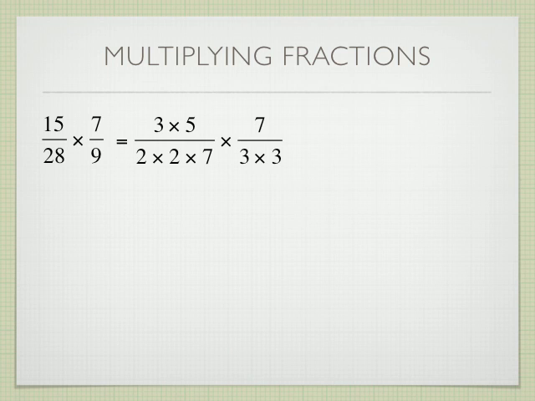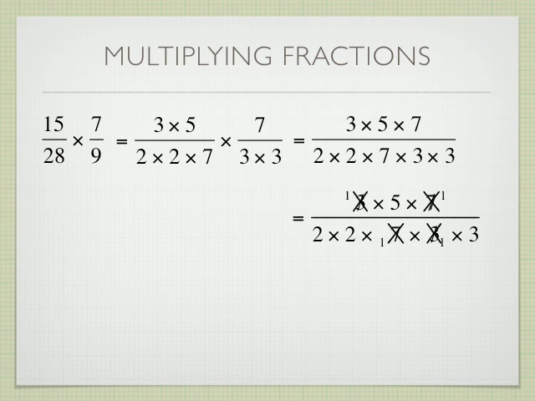Now if I look here, are there any factors on the top that are the same as factors on the bottom? Once I multiply, I'm just going to have one top and one bottom. And if we look, I've got a 3 on the top and the bottom and a 7 on the top and the bottom. So if I cancel those before I do my multiplication, it makes my life so much easier. Otherwise, I would have had huge numbers and I would have been looking for common factors in there.